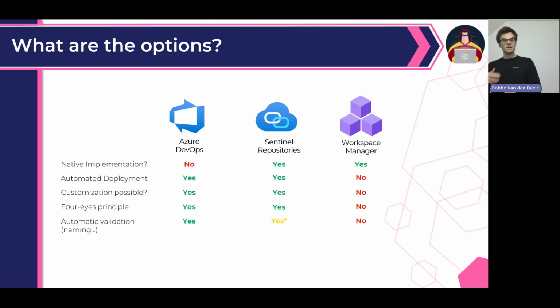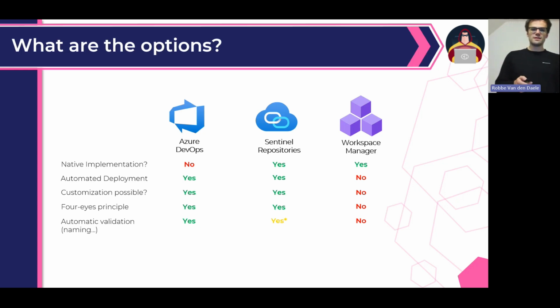So for Azure DevOps, it is not a native implementation, but there are so many templates available. And it supports a lot of things. So it supports automated deployment, customization of the pipelines, of the deployment mechanism. You can implement the 4I's principle using approvals and also automatic validation. Some people are held back from Azure DevOps because of the complexity, and that's why Microsoft introduced Sentinel repositories, which kind of automates the process. So that's all the things that Azure DevOps does, but it's a native implementation, and it doesn't require you to know DevOps or code. But there are some limitations, mainly in the automatic validation setup, because it's something you need to add manually. There's no native support for that.